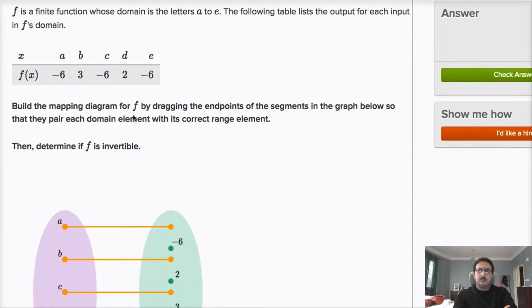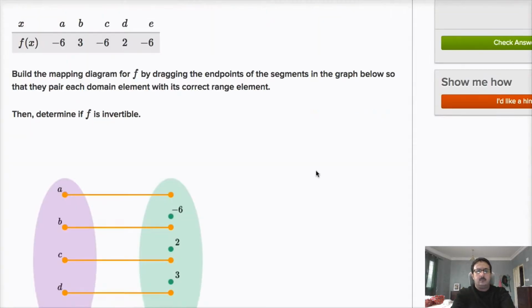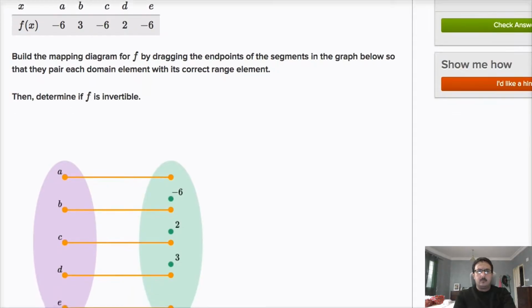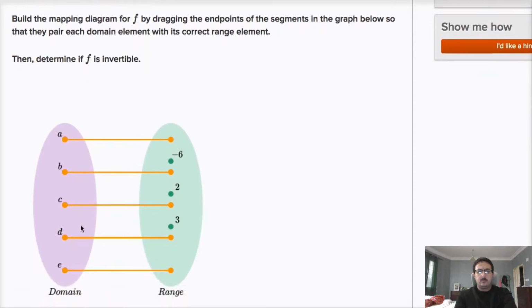Build the mapping diagram for F by dragging the endpoints of the segments in the graph below so that they pair each domain element with its correct range element. Then determine if F is invertible. All right, so let's see what's going on over here. In this purple oval, this is representing the domain of our function f, and this is the range.